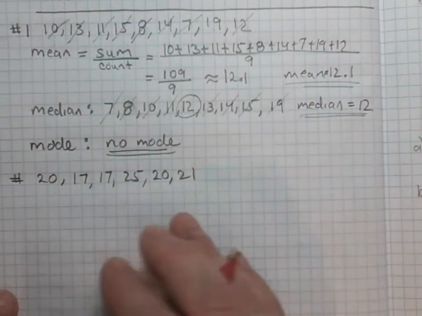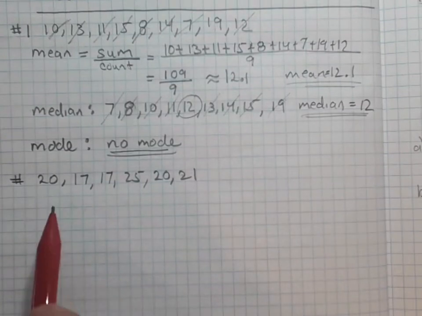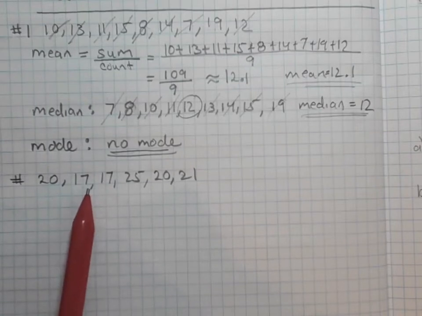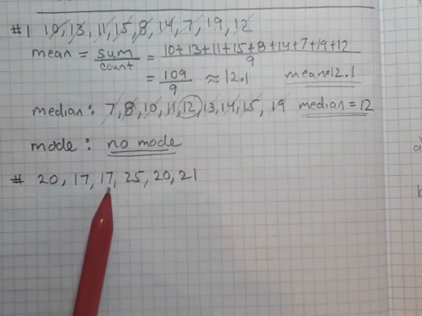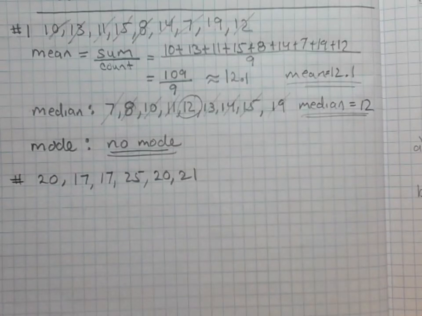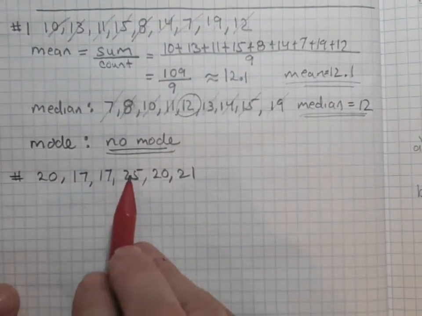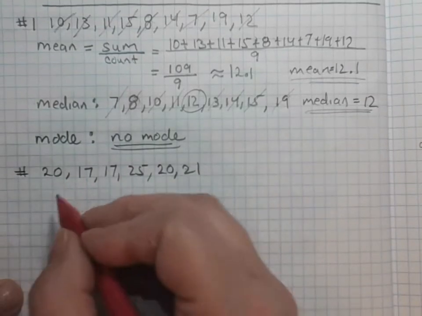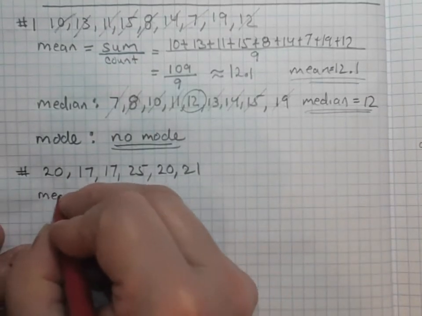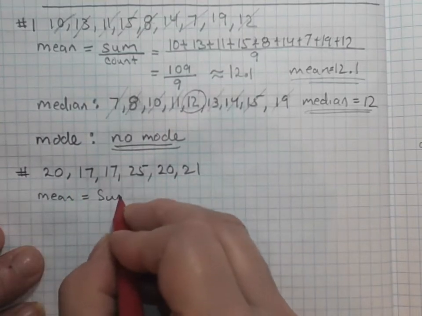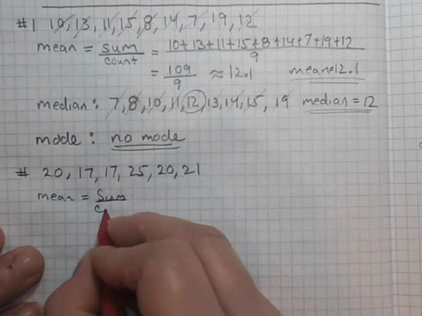All right, this could be something like you've sold 20 blouses, 17 pairs of pants of one style, and etc. So this could be like an inventory count or something like that. All right, so let's go ahead and start with our mean. So we're going to add all these up. So we're going to do the sum divided by the count.